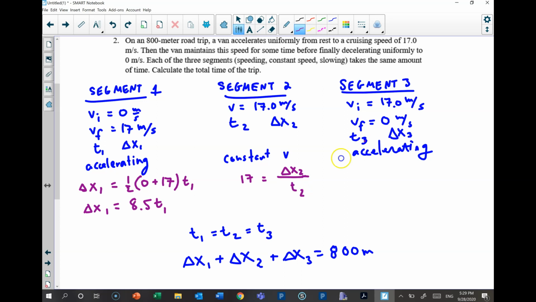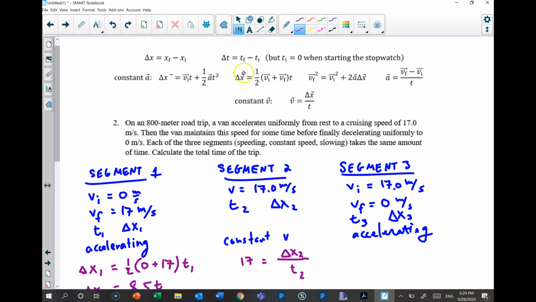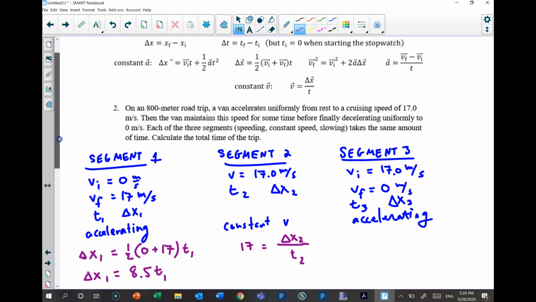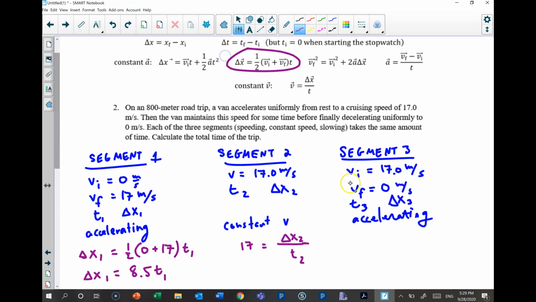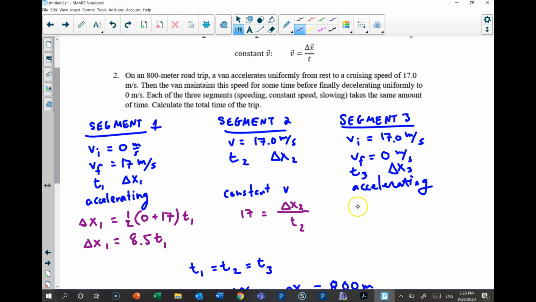And in the third segment, we are accelerating again. And if you go through this analysis, you're going to end up with the same exact equation as segment 1. The equation for 3 that we need for segment 3 is this one, because that's the equation with delta x, t, vi, and vf. Let's write that equation down applied to segment 3. Okay, delta x equals 1/2. Vi is, in this case, 17. Vf is 0. And we have the time for the third segment.